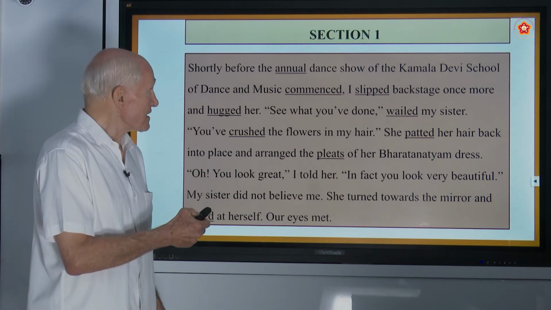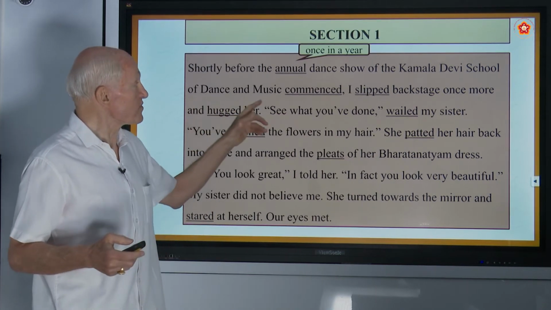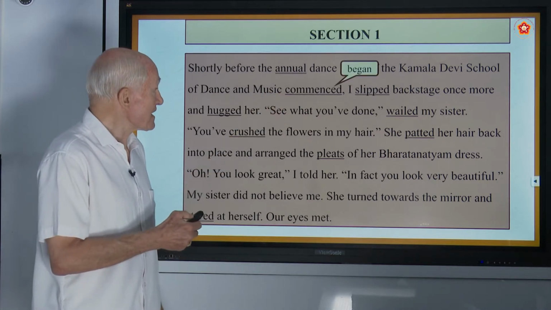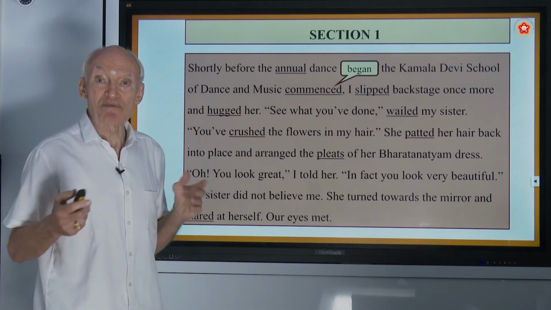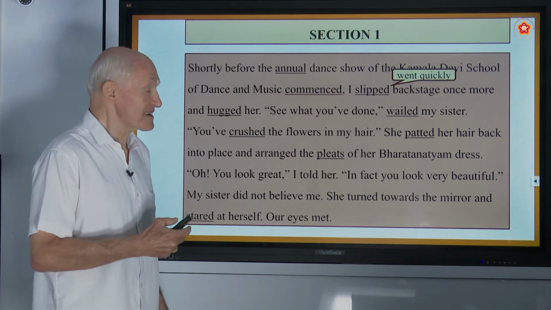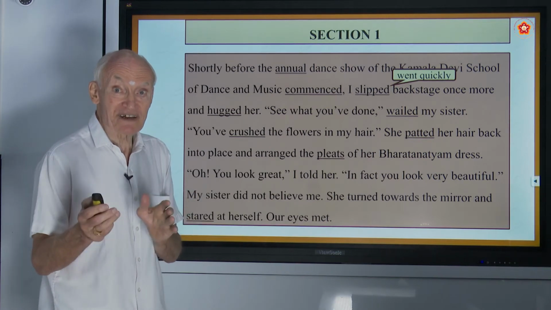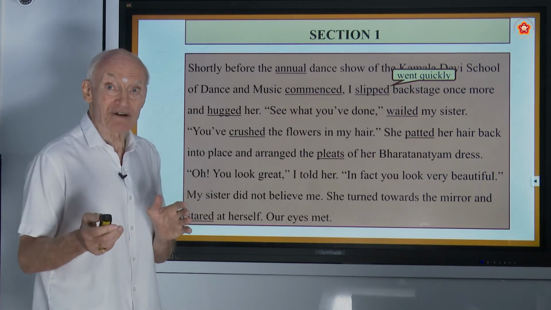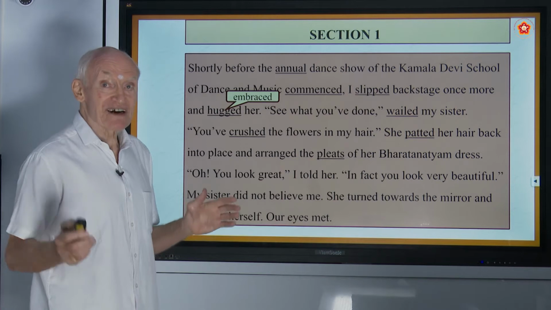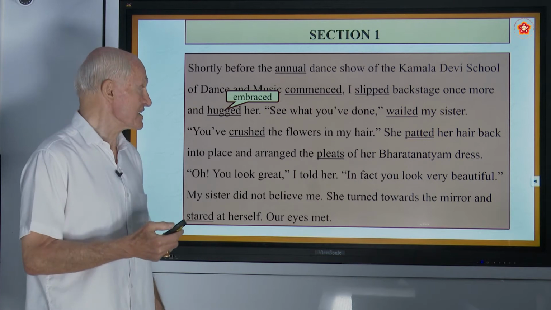So in this first paragraph, we have a nice vocabulary. We have shortly before annual. Annual means once in a year. And then we have commenced. Commenced is a more profound word for began. Slipped. She slipped backstage. She went very inconspicuously. She just wanted to go. She didn't want to be the center of attraction. She just wanted to go back and see her sister. And then she hugged her. When you hug somebody, you put both arms around the person and you embrace them sweetly and tenderly.